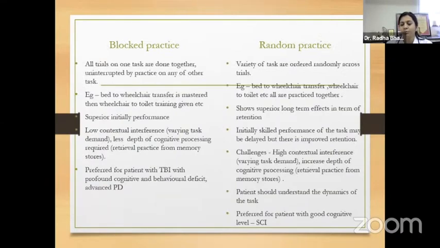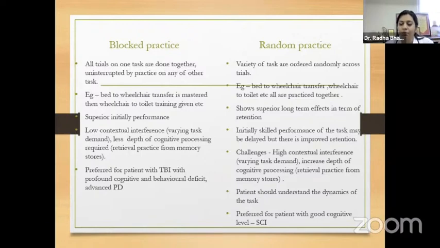Next is your block practice versus random practice. Now, when we are talking about block practice versus random, in block, all the trials of one task are done together, not interrupted by practice on any other task. Example: bed to wheelchair transfer is mastered, then wheelchair to toilet training is given. So the patient's goal was to achieve, I should be able to move from my wheelchair to toilet and do the needful. So first you are just giving him the training of bed to wheelchair. Next, once he achieves mastery in this, then you train for wheelchair to toilet, and then vice versa. So that will be your block practice.